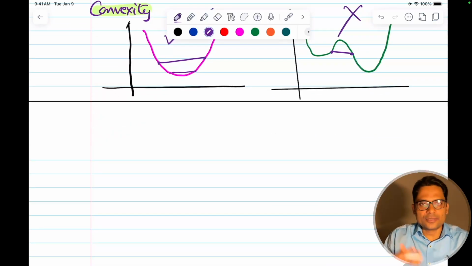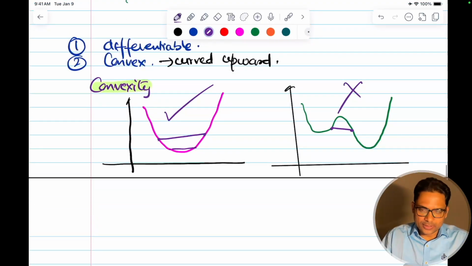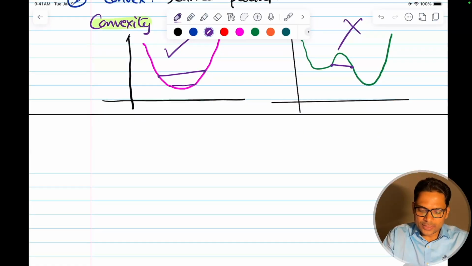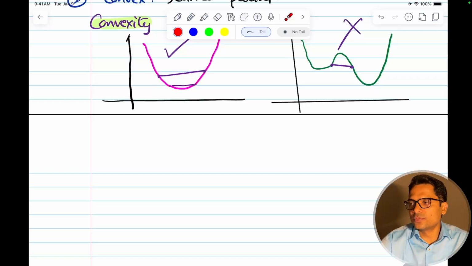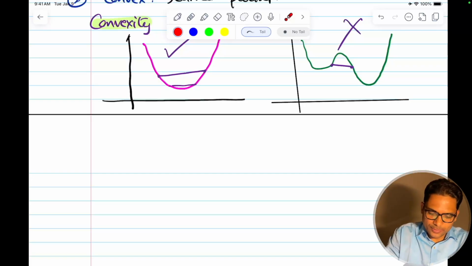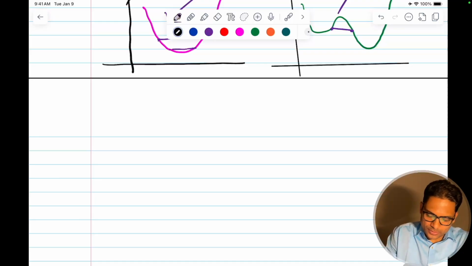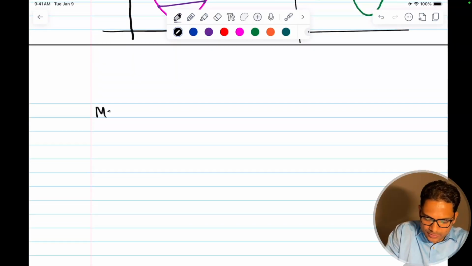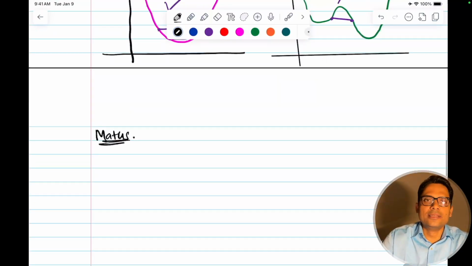Mathematically speaking, this is the intuition that any line segment joining any two points should always be above the curve. So mathematically, if I give you some formula for this, the maths would be like that. Convexity is always described in terms of a convex set.